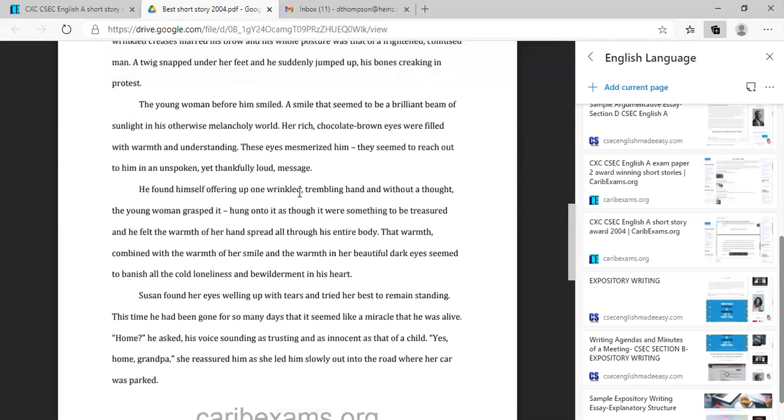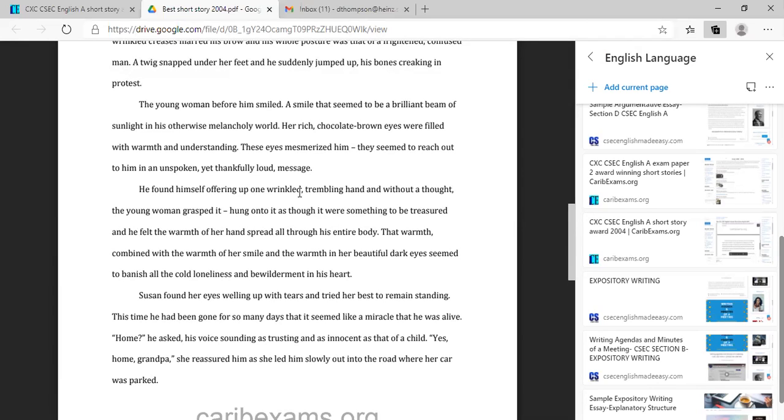These eyes mesmerized him. They seemed to reach out to him in an unspoken yet thankfully loud message. He found himself offering up one wrinkled, trembling hand, and without a thought, the woman grasped it, hung onto it as though it were something to be treasured, and he felt the warmth of her hand spread all throughout his entire body. That warmth combined with the warmth of her smile and the warmth of her beautiful dark eyes seemed to banish all the cold loneliness and bewilderment in his heart.